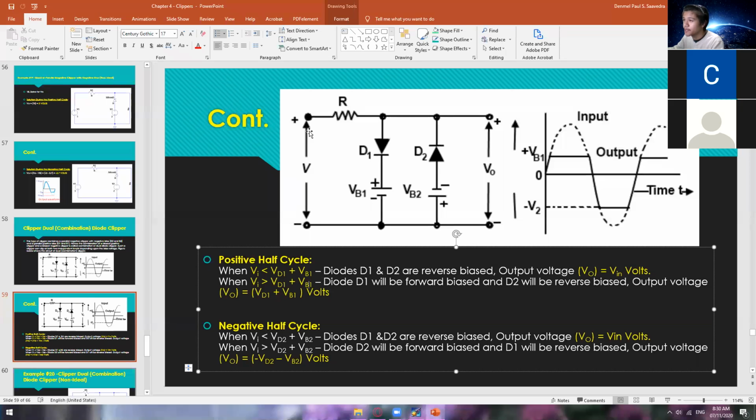And then for the negative half cycle, just make this one negative and then positive. So when V sub I is less than D2 plus VB2, negative is connected to the positive, and negative is connected to negative, but it's not enough since V sub I is less than the summation of this one. So we're having this kind of scenario.